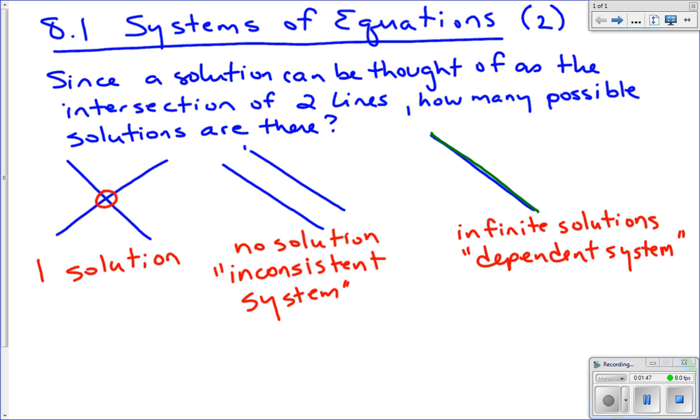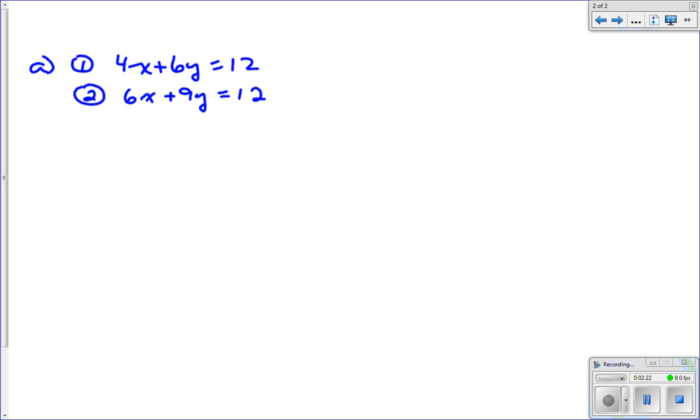Now, the systems that we looked at as a result of that first lesson, all of those were of this first type that had one solution. So I want to do a couple of examples with you so that you recognize when you have an inconsistent system or a dependent system. So with this example, our first example is 4x plus 6y equals 12, and 6x plus 9y equals 12. So there are my two equations.